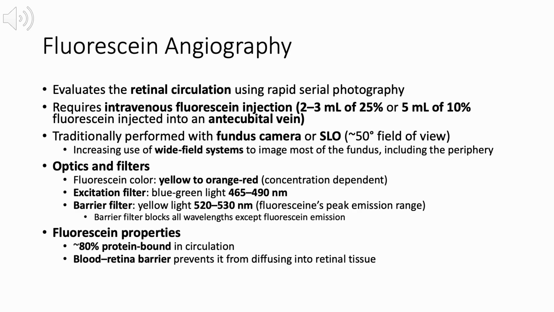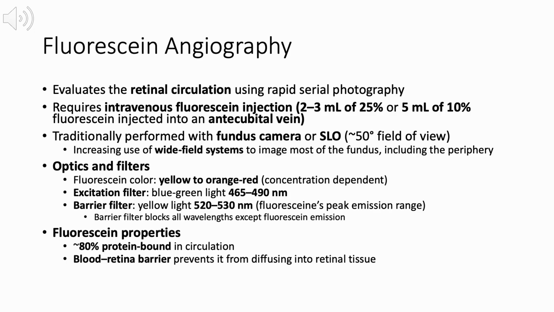Image acquisition relies on specific optical filters. Fluorescein appears yellow to orange-red depending on concentration. Excitation is provided by blue-green light in the range of 465 to 490 nanometers, while emitted fluorescence is captured using a barrier filter that transmits yellow light between 520 and 530 nanometers, corresponding to fluorescein's peak emission. This barrier filter blocks all other wavelengths, isolating the fluorescein signal.